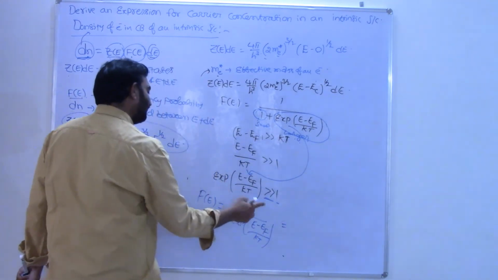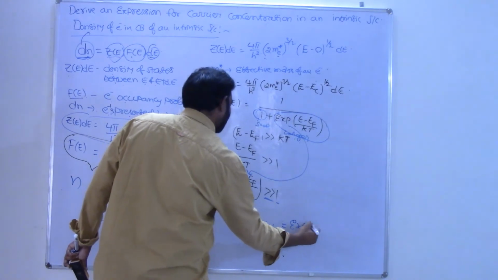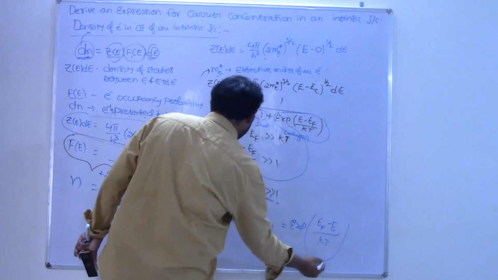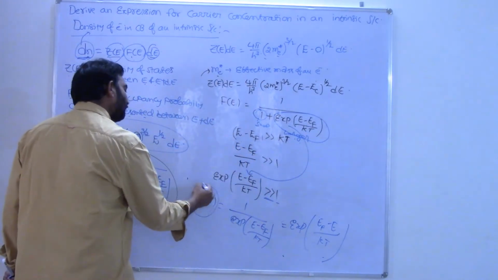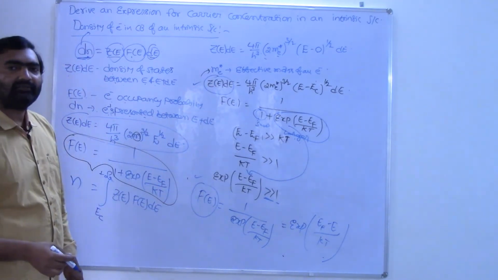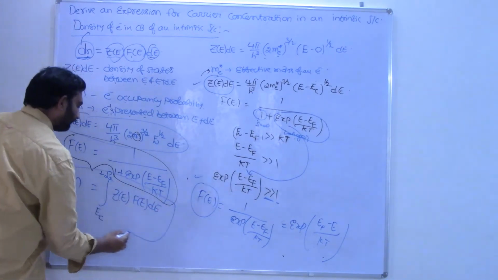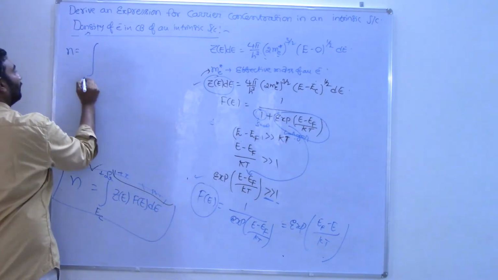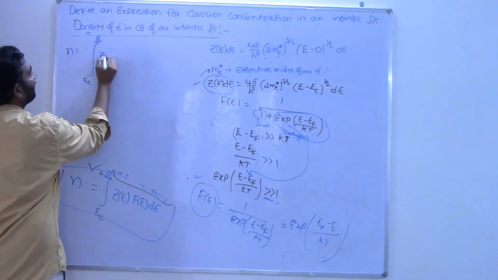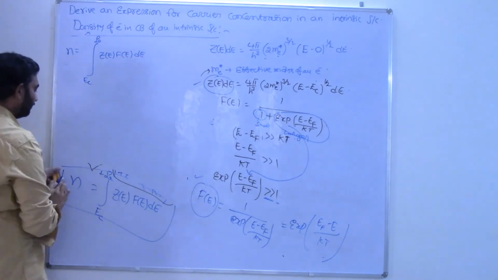If you bring this exponent to the numerator, it becomes exponential of EF minus E by KT. So I got the simplified f of E value, and I got the simplified Z of E into dE value for the case of conduction band. Now just substitute those values in this equation: N equals the integral from EC to infinity of Z of E into f of E into dE.